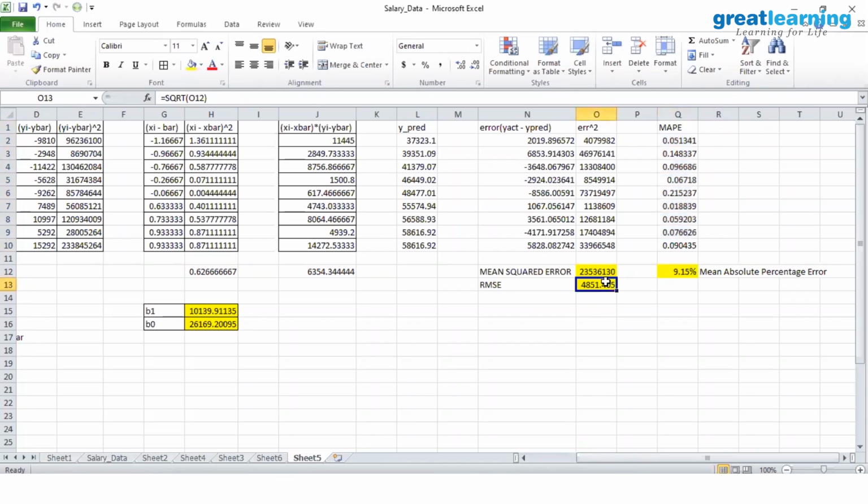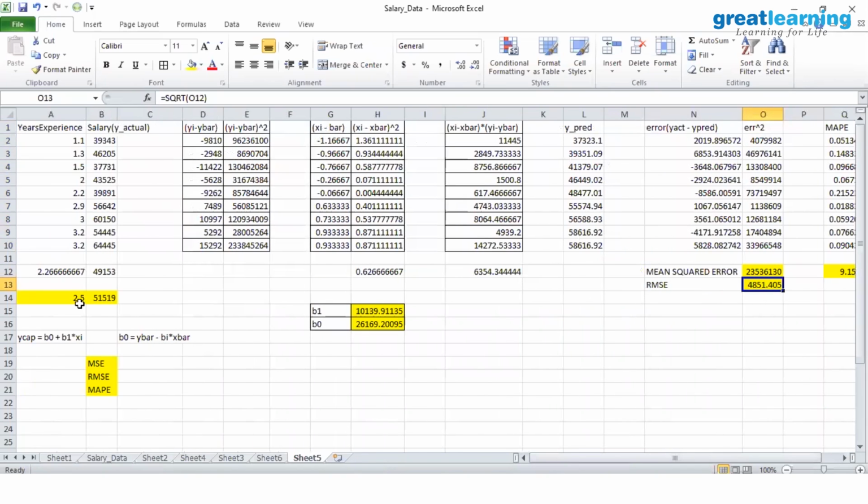So the important thing to note here is I have taken the error y actual minus y predict and I have solved the mean squared error. If I take the square root of it, I get the root mean squared error. For a new value which comes between the range of 1.1 to 3.2, what is the predicted salary? With the values of B1 and B0, I'm able to predict the salary for it.